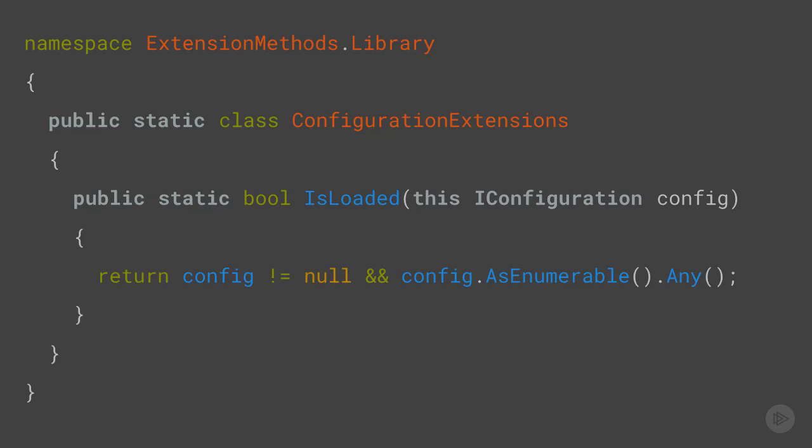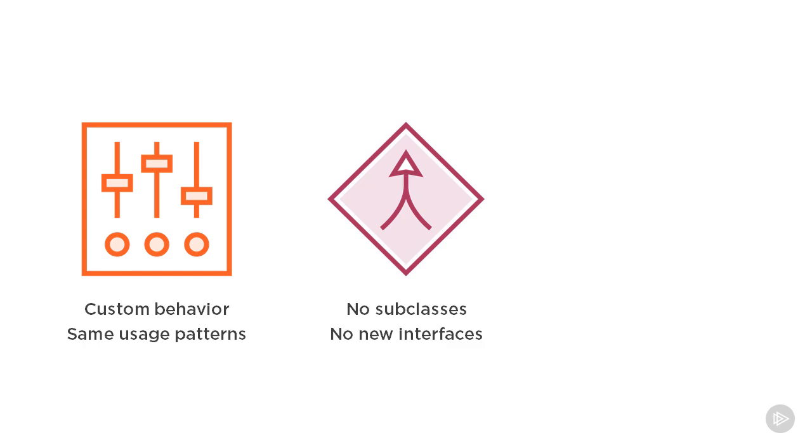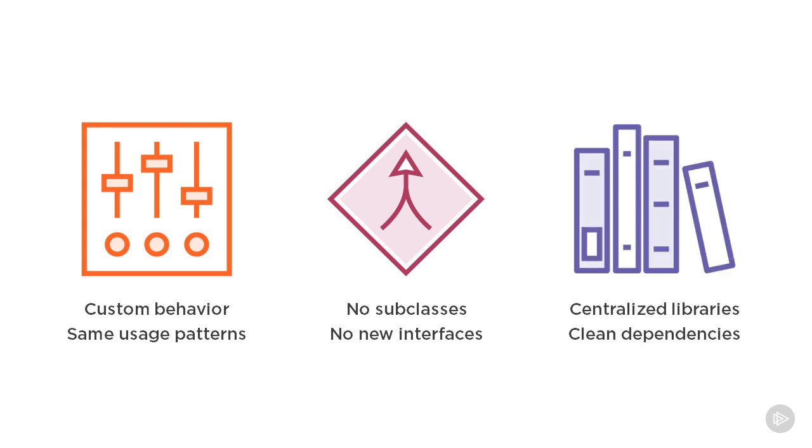Even with those limitations, extension methods are a very powerful tool. They let you add functionality to someone else's code without changing how you consume their code. You don't need to write and maintain subclasses or new interface implementations. You only write methods for the new behavior that you want. You can keep that behavior centralized in extension method libraries. That makes them easy to discover, which helps make sure that you don't repeat yourself.